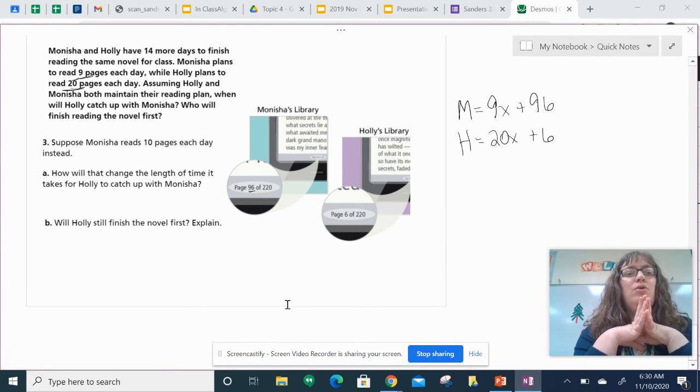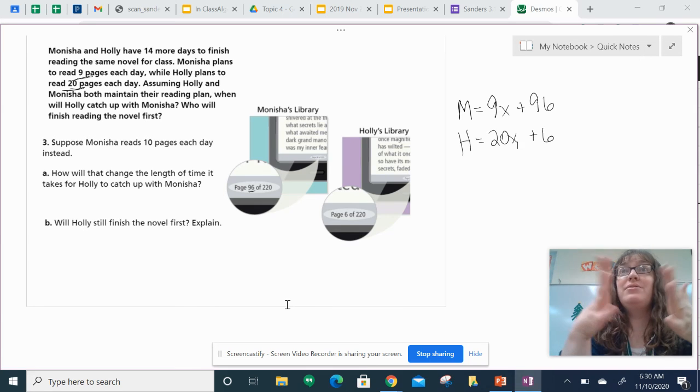All right. Question 3 says, suppose Monisha reads 10 pages each day instead. How would that change her equation? Would the 96 change or would the 9 change? Will this change the length of time it'll take for them to meet up? Again, we can explore this by going to desmos.com and changing those equations and seeing how it changes the process.